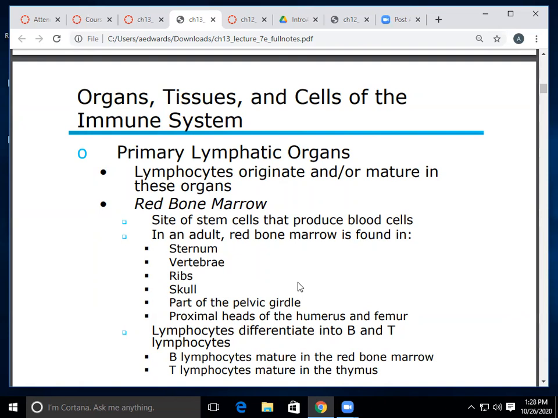The lymphocytes will get differentiated into two different types: the B lymphocytes and the T lymphocytes. For B, I would remember that they mature in the red bone marrow. T lymphocytes mature in the thymus. Thymus starts with T, bone starts with B. And they are involved in immunity.